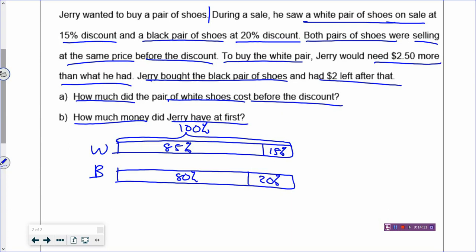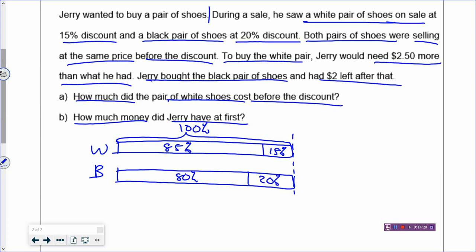Now, why are the two rectangles the same length? Because both pairs of shoes were selling at the same price. So you draw two equal rectangles, right? They were selling at the same price before discount. Which means that both rectangles are sold at 100% each, at the original price.